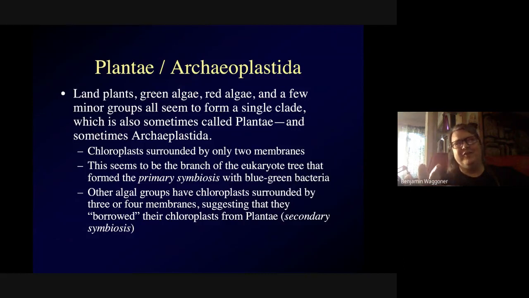I'm not explaining this very well, but this is Russian dolls again. The host engulfed a eukaryote that had a chloroplast. And traces of all 3, the chloroplast, the original host, and the new host are still there. That's called secondary symbiosis, when you borrow your chloroplasts from another organism.